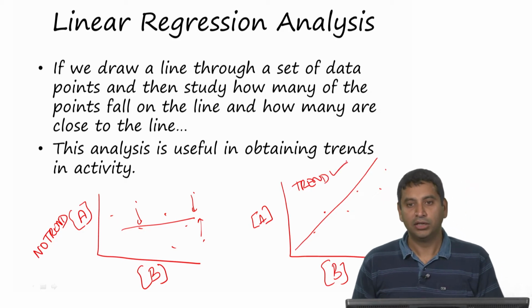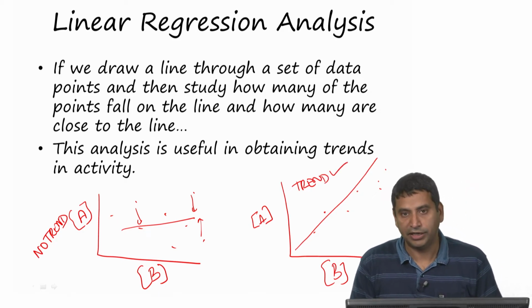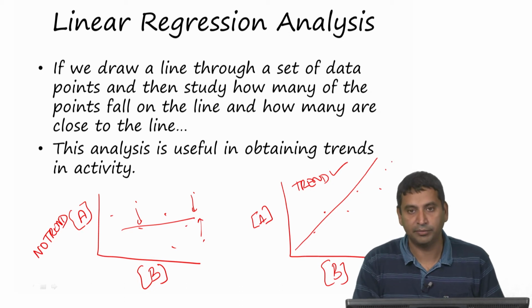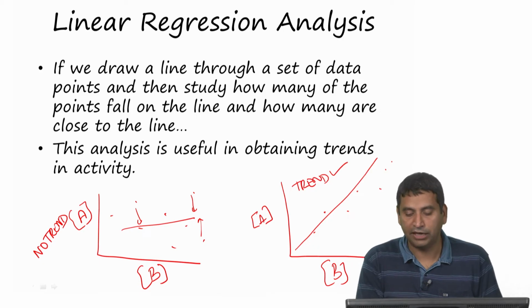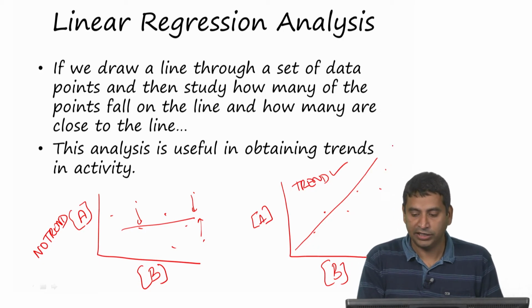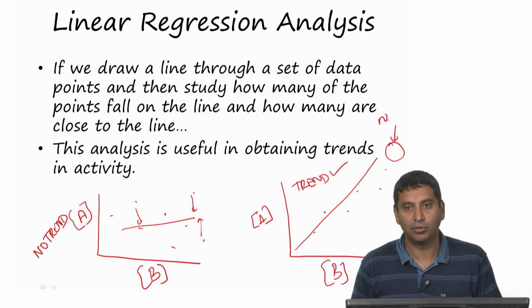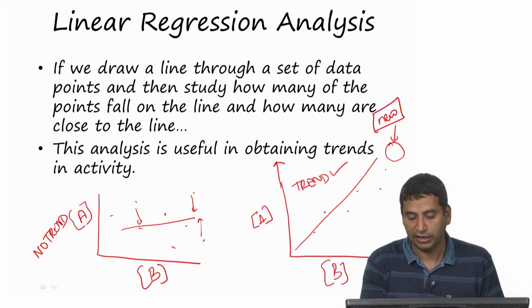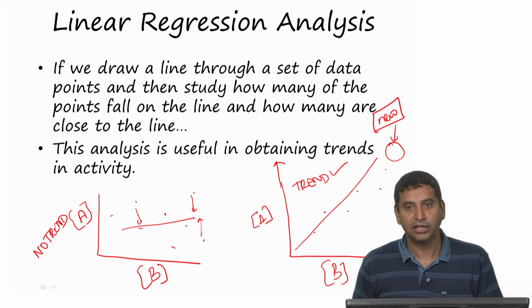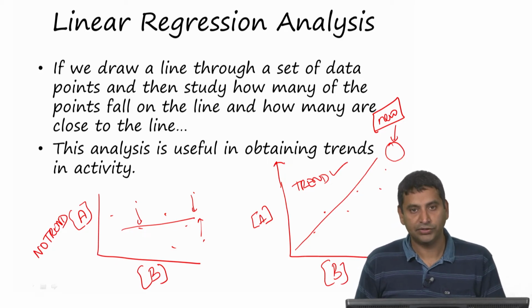Now, the linearity here is obtained, I will explain later, by looking at the regression coefficient. But if I have a linear relationship here, I can then tell you that if I make a new compound in this direction, then the A can be improved. So, this is useful in obtaining trends for activity.